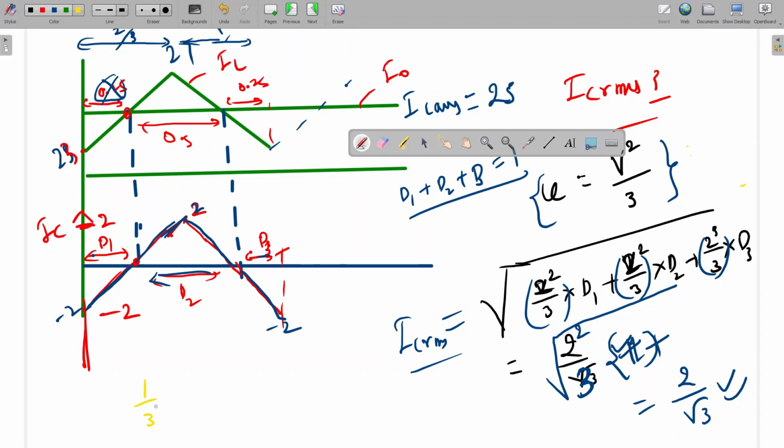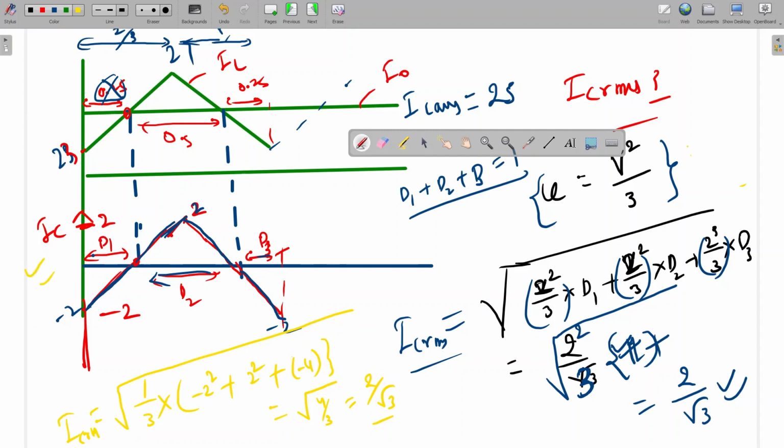So 1 by 3 into minus 2 square plus 2 square plus minus 2 into 2, so it will be minus 4. Under root 4 by 3, equal to 2 by root 3. Is it clear? So with both formulas we are getting the same answer. It's a good way, like directly we can apply the big triangle formula.